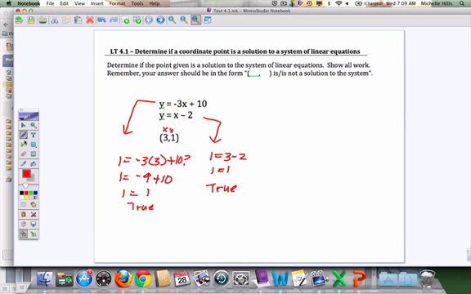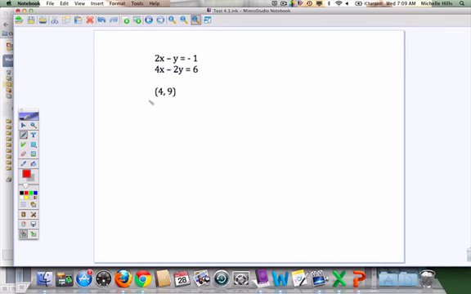Which means, and paying attention to the format of the answer, your answer should be in the form: the ordered pair that I'm checking is or is not a solution to the system. Well, we just found that the point (3, 1) is a solution to the system. It can be a solution to one of the equations, but not the other one. To be a solution to the system, it has to be a solution to both equations. So the second one, again, x is 4, y is 9.